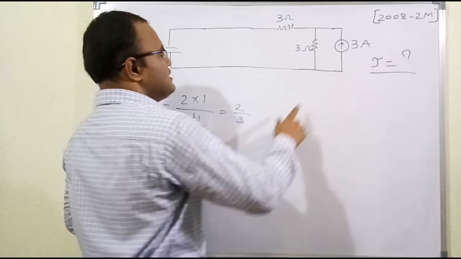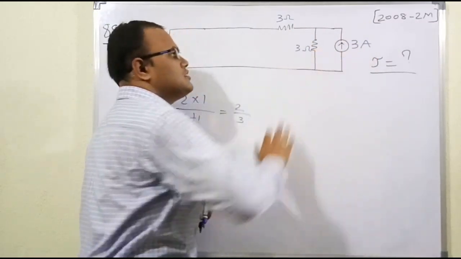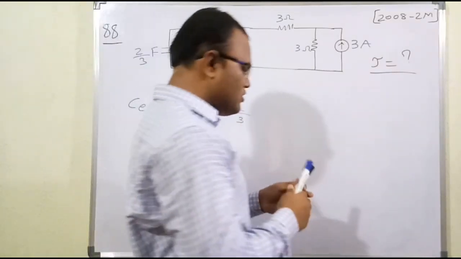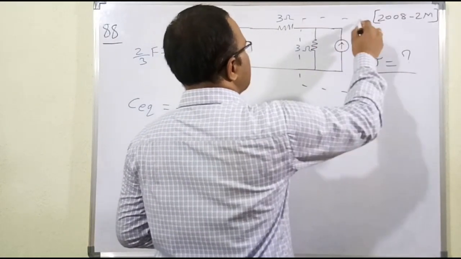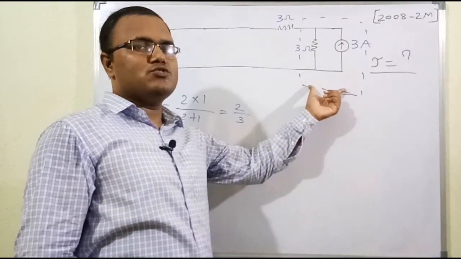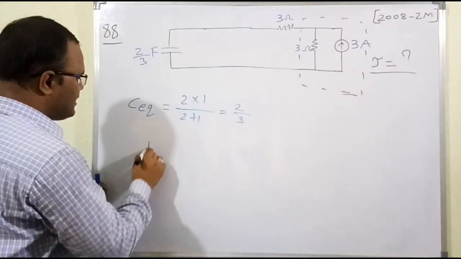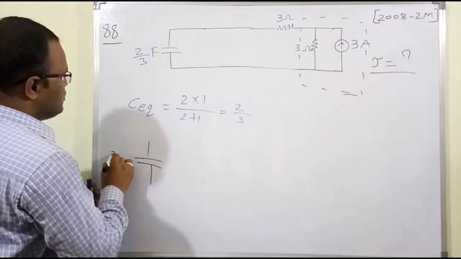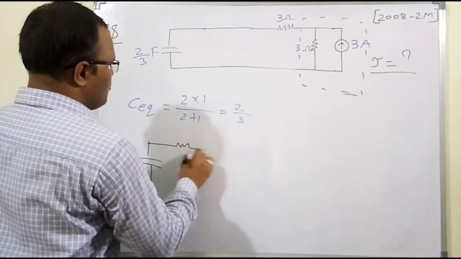Now this 3 ampere current source and this 3 ohm resistor form a practical current source. This can be converted to a practical voltage source. So I am trying to simplify this practical current source to a practical voltage source. Therefore I am going to draw this whole circuit again. Just see carefully. This is 2 by 3 farad and this is a 3 ohm resistor.